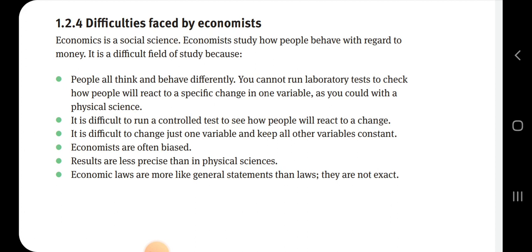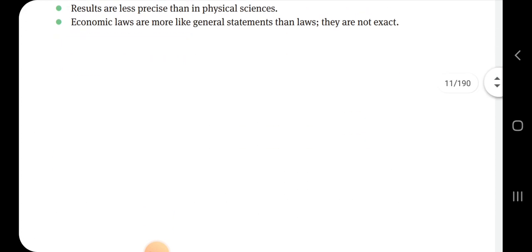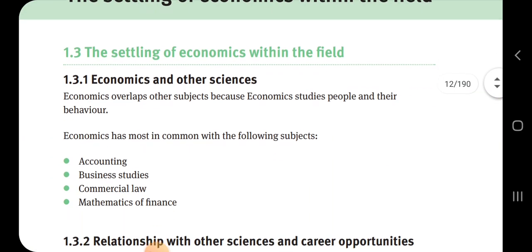So economists are often biased. Results are less precise than in physical sciences. They mostly take a side and generalize on that side because more people have voted for it, even when there are other people who don't like that opinion or decision.